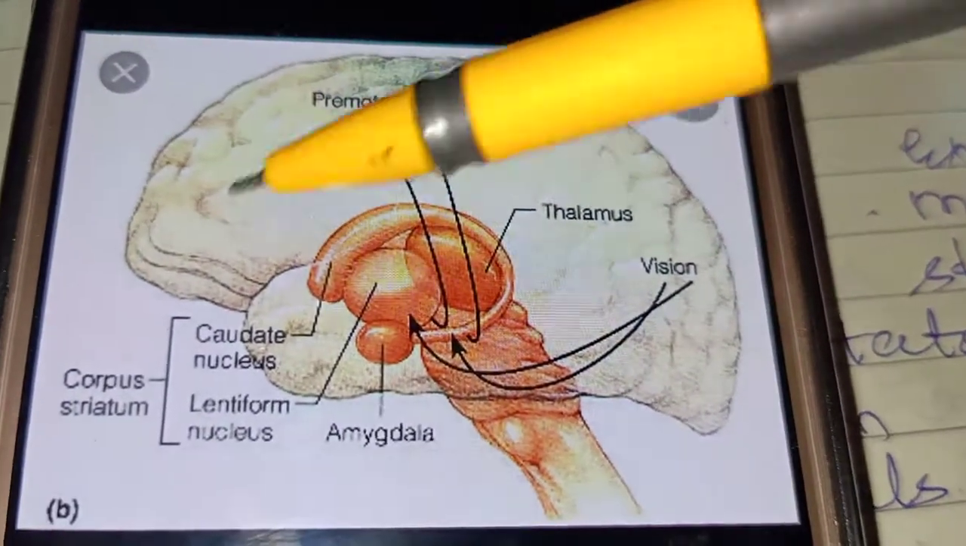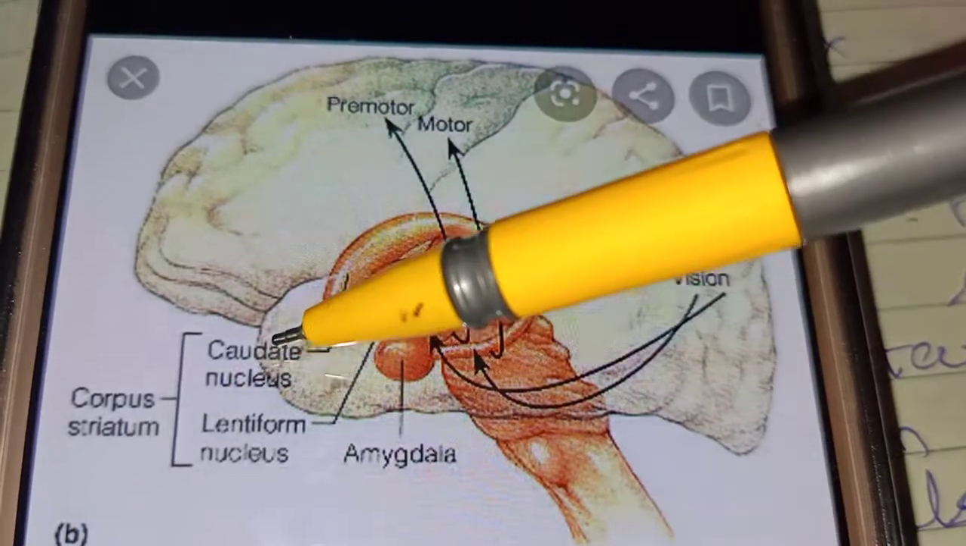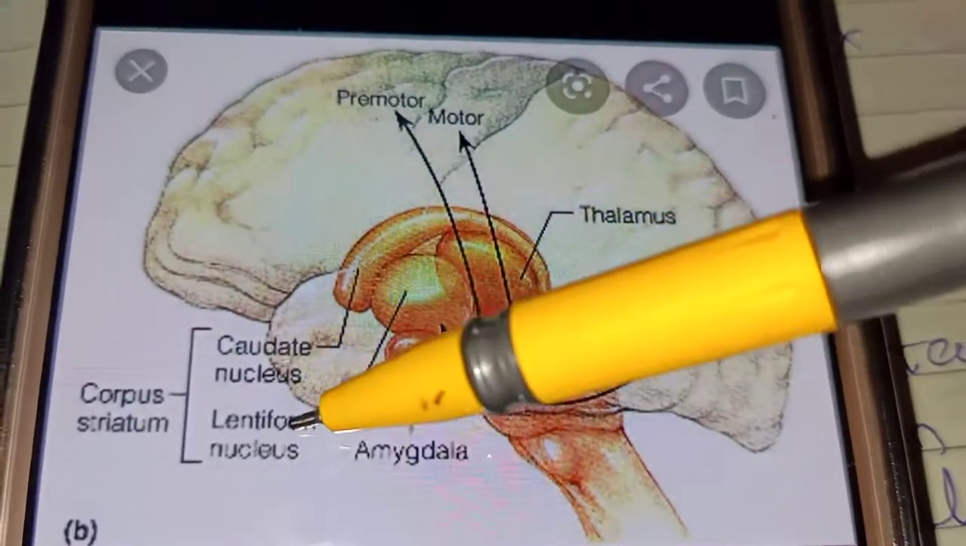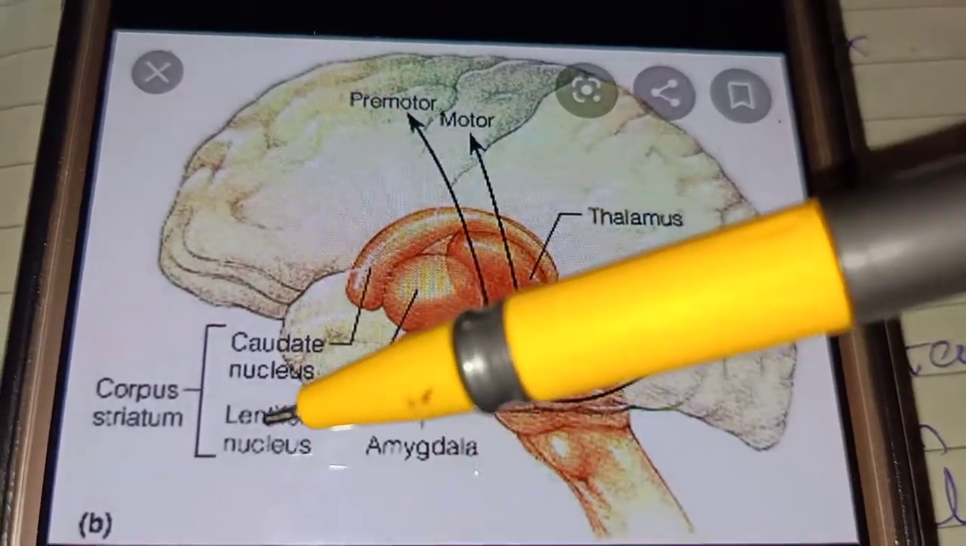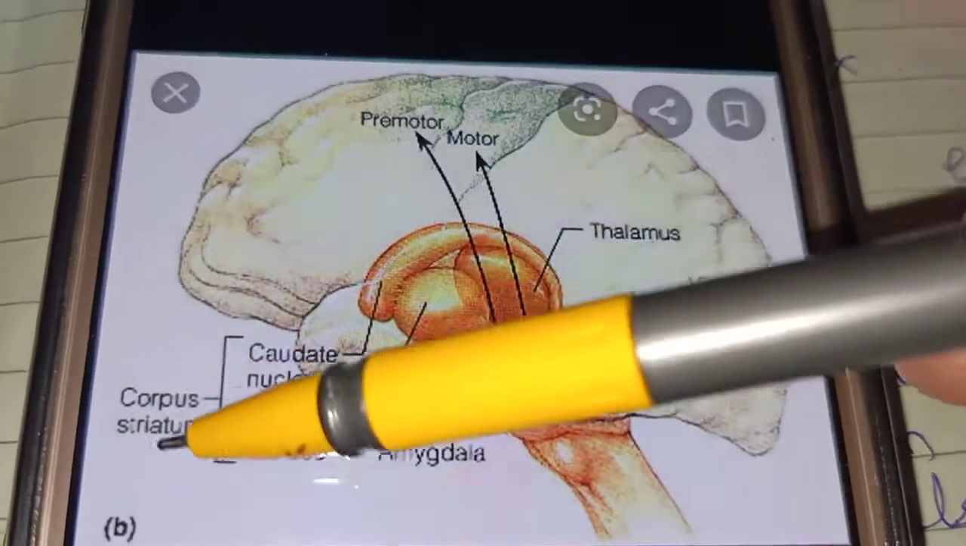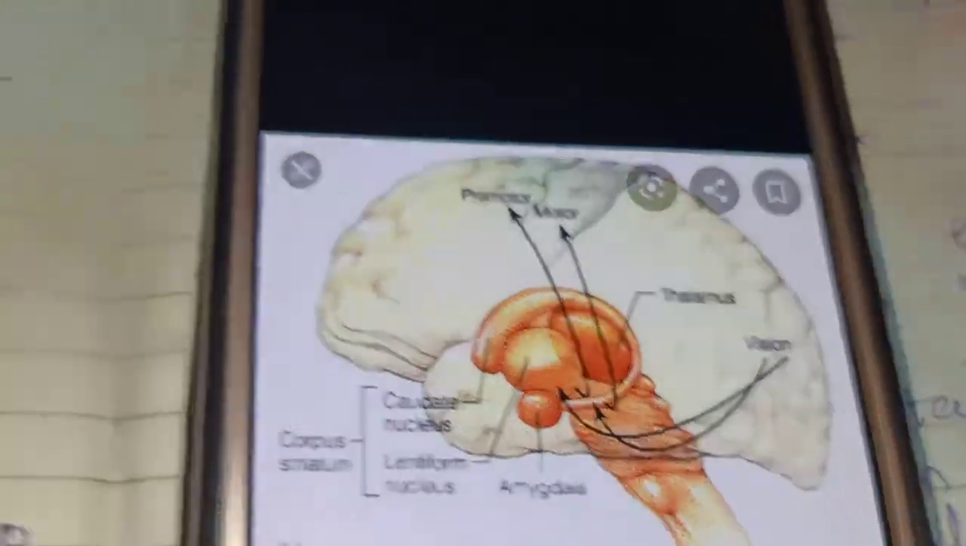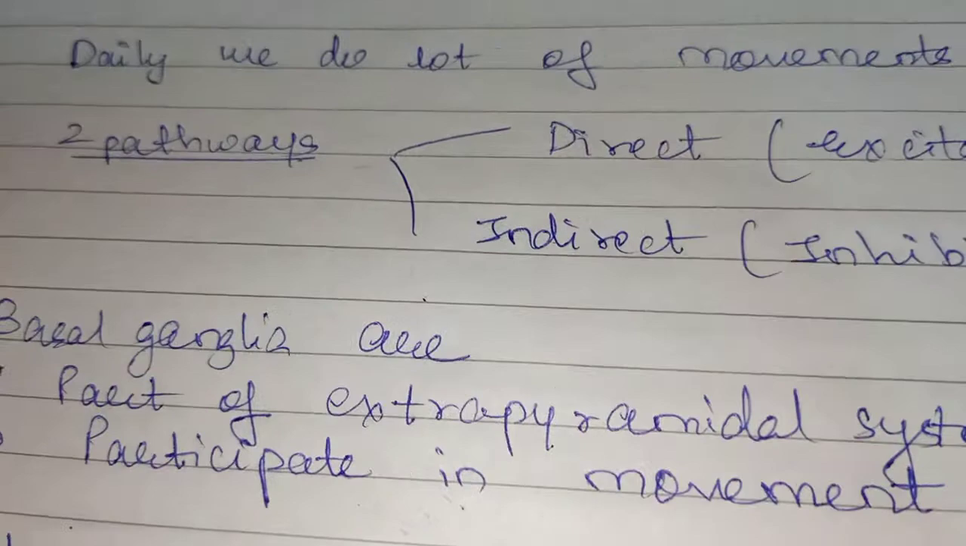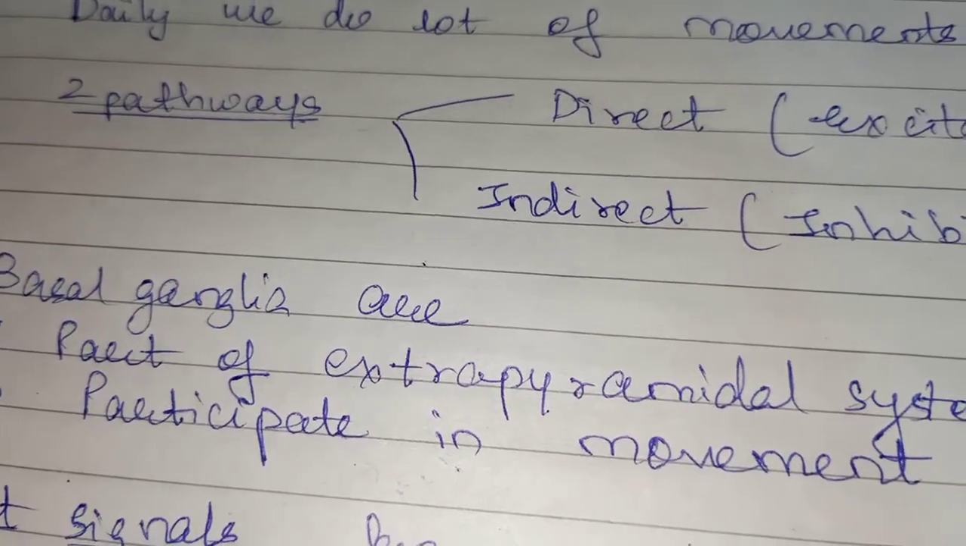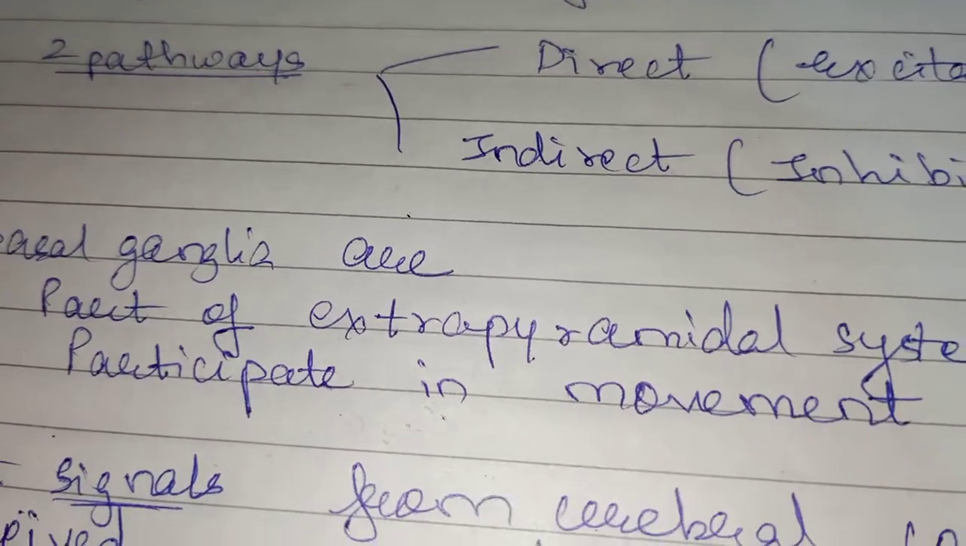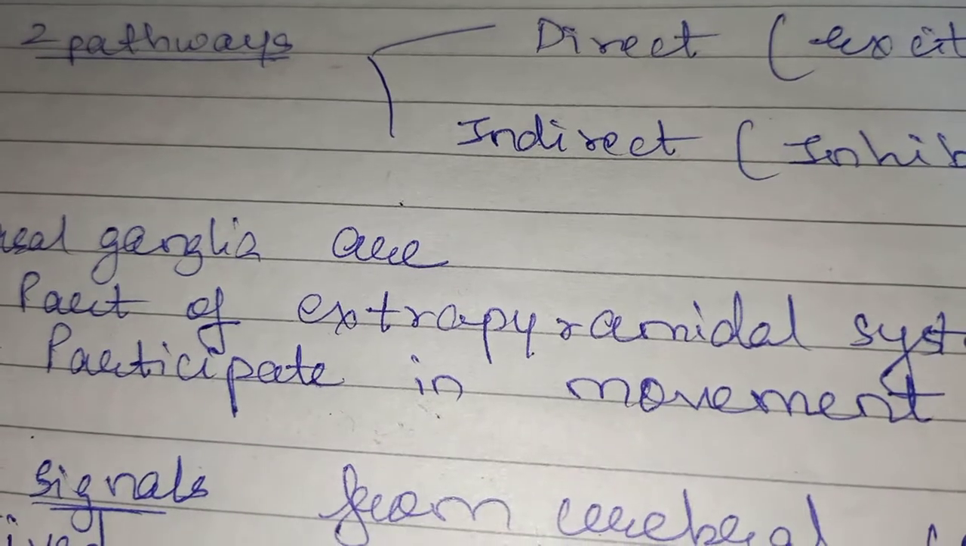Okay, so in my previous videos I have mentioned this corpus striatum, it consists of caudate nucleus and lentiform nucleus, and this lentiform nucleus consists of putamen and globus pallidus. So this forms one of the components of basal ganglia. Now the next component of the basal ganglia we'll talk about is the globus pallidus.